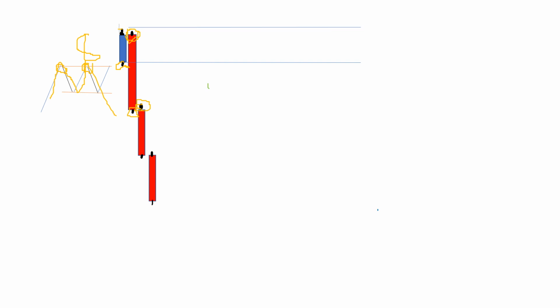So let me take a different color. I'm going to start here on the wick of the previous candlestick, before the market went down, and draw it to the future. Then I'm also going to start on the upper wick of this next candlestick after the aggressive move.